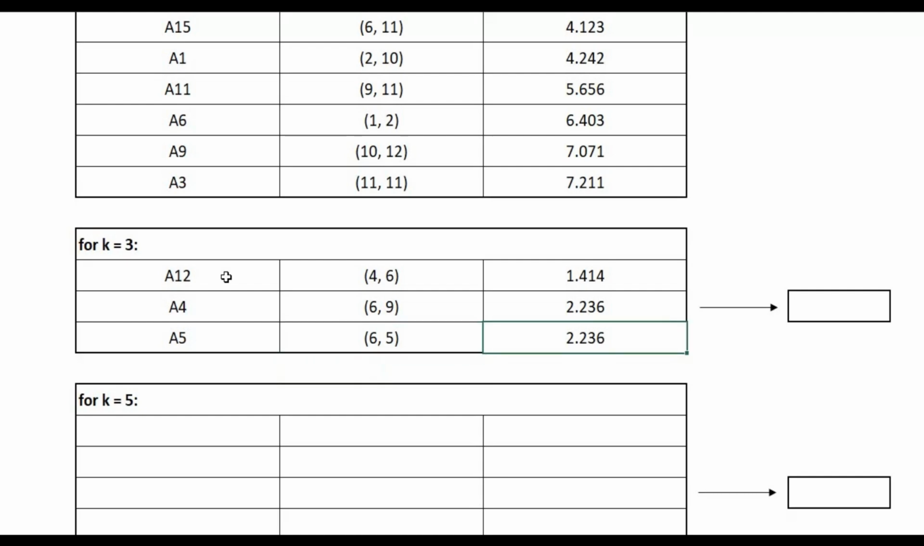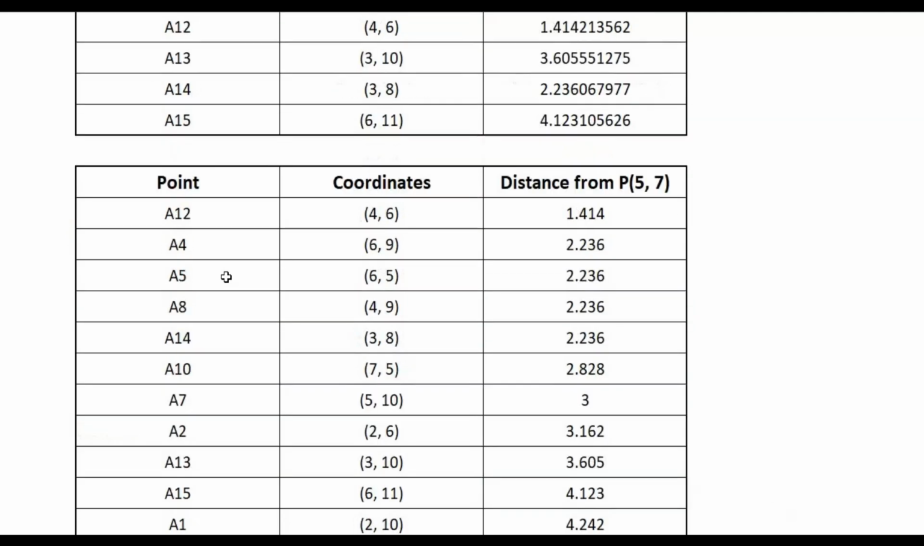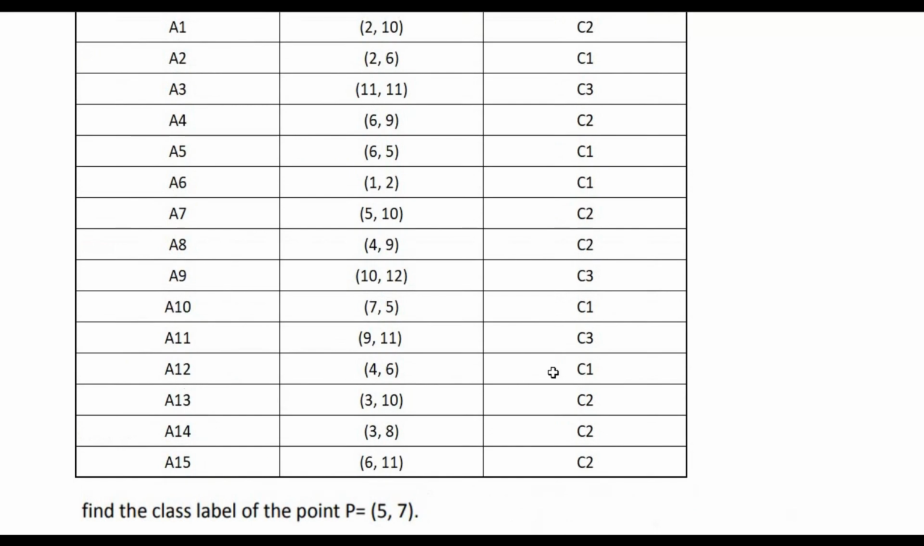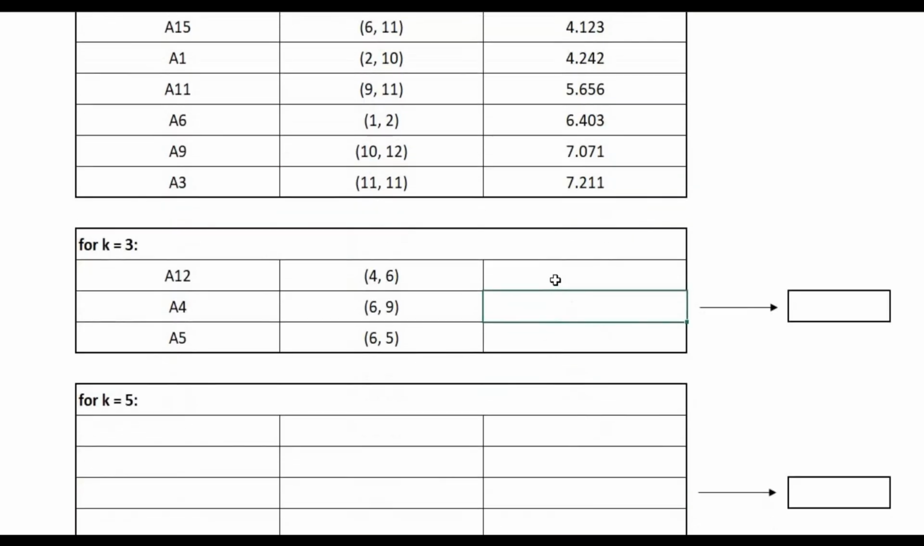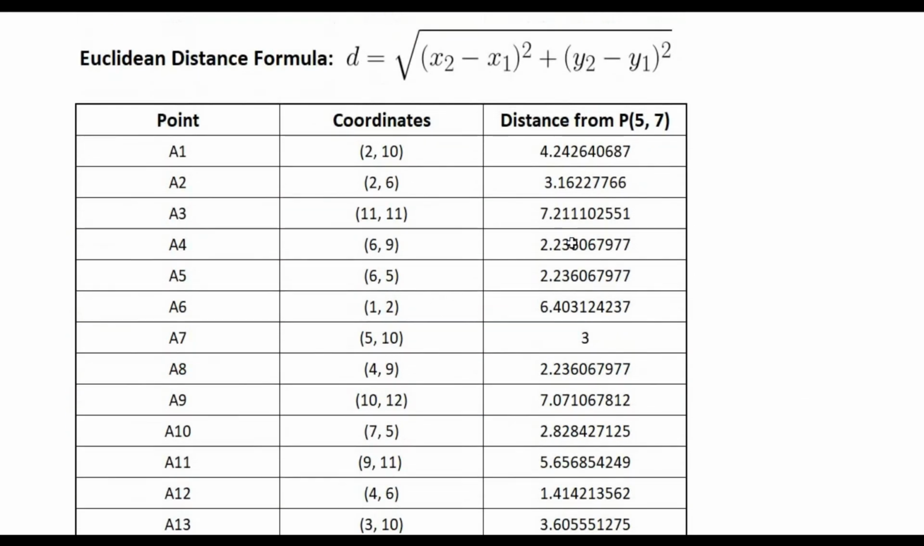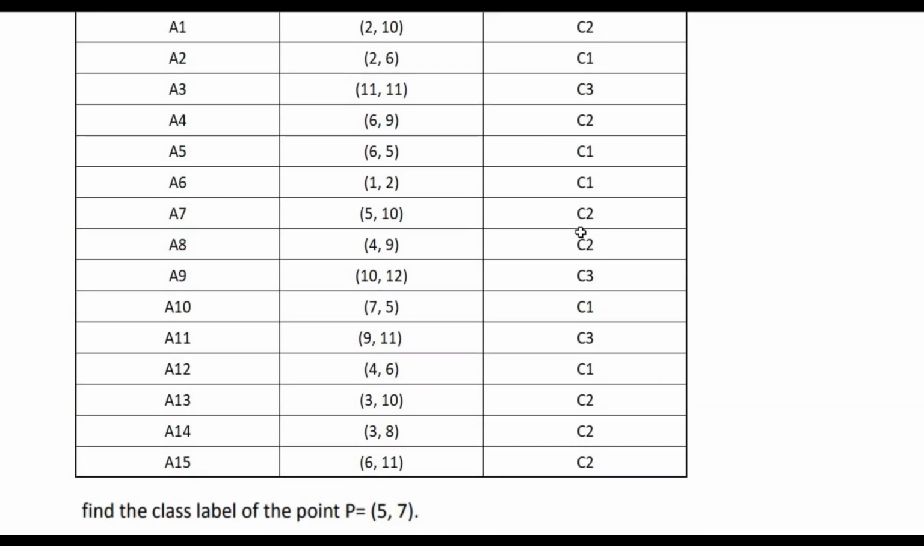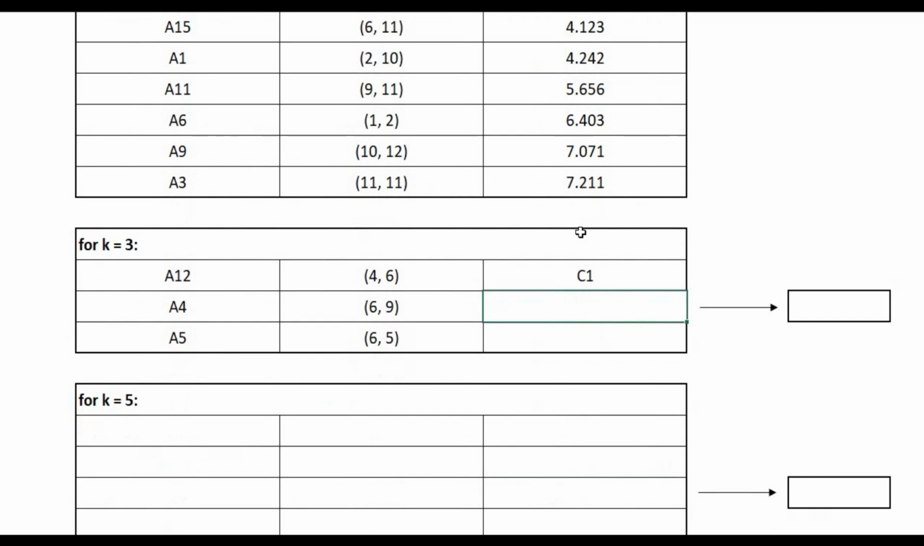Oh, sorry, I forgot, we didn't have to write distance. So for the class labels of A12, A4, A5, we have to check the initial table from the question. A12 has class label C1, A4 has C2, and A5 has C1. So C1, C2, C1. As you can see, we got two C1 and one C2. So the class label predicted for the new data point according to k equals 3 is C1.